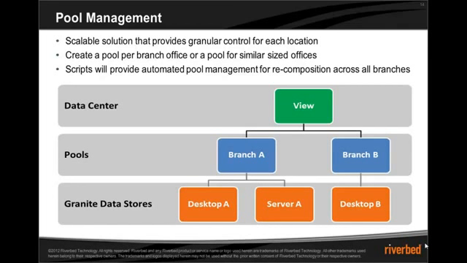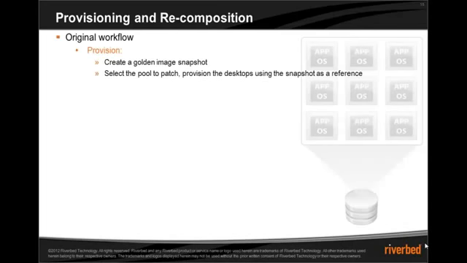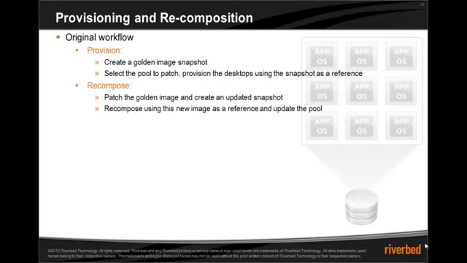So let's take a closer look at the differences in this process as compared to provisioning and patching locally versus a distributed View environment with Granite. In the original workflow, typically you'll provision first by creating a golden image snapshot, and then you'll select the pool to patch and provision the desktops using the snapshot as a reference. When recomposing the desktops, you would patch the golden image and create an updated snapshot, and then use this new image as a reference to update the pool.